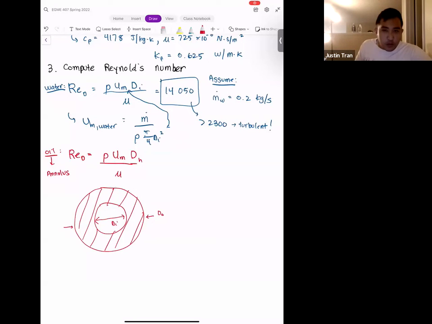The diameter that you end up using is something called the hydraulic diameter. I have no idea why it's called that. It doesn't really have anything to do with hydraulics, but that's just the name given to it. It sounds a lot cooler than it actually is. We can see from this image that the flow is flowing in between the two diameters, between DO and DI. And so we can define DH to be DO minus DI.